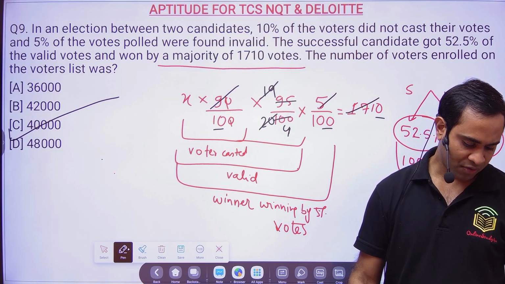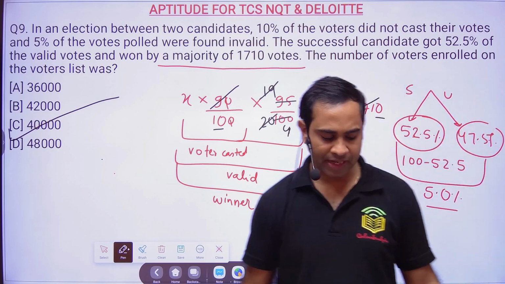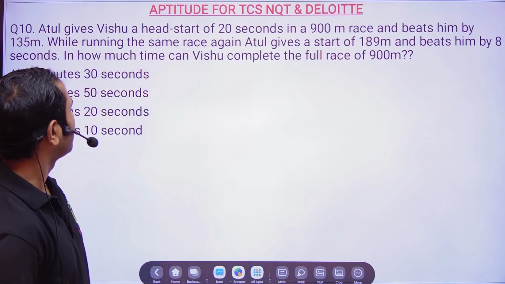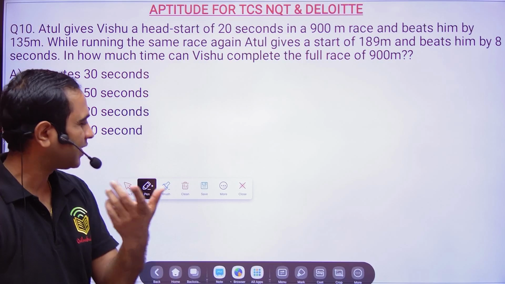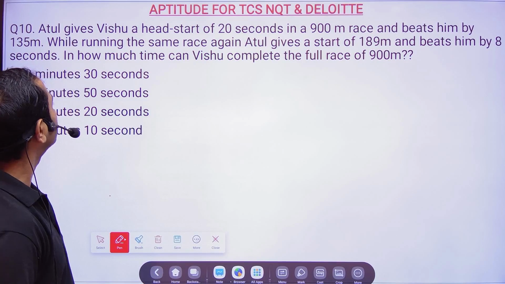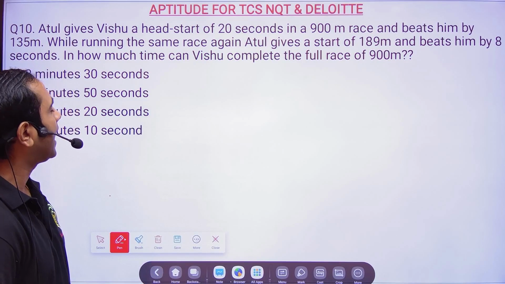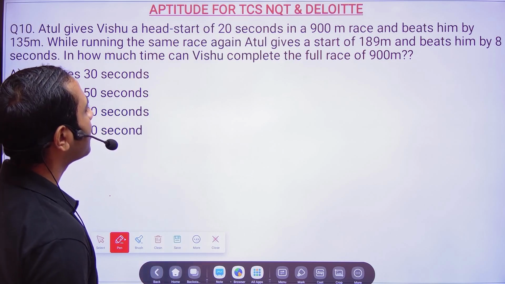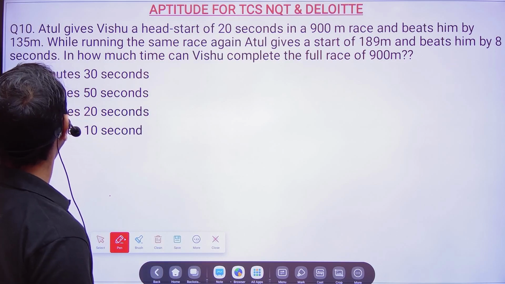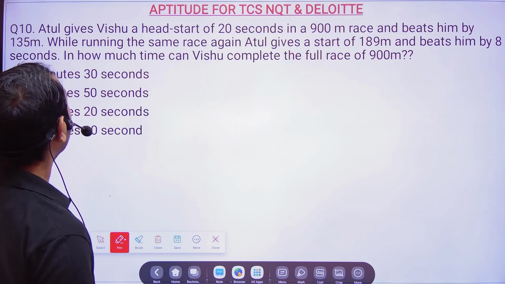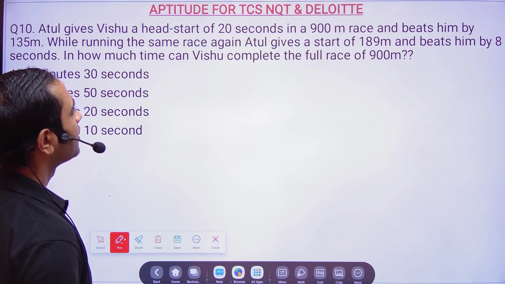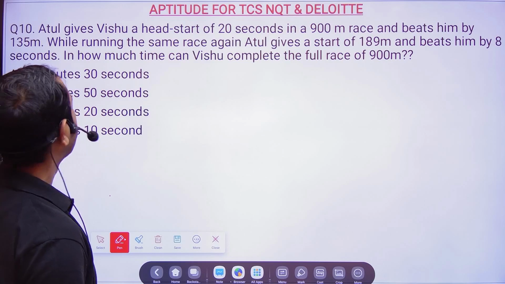Okay, now let us move towards the next problem. So the next problem is question number 10. Question number 10 is a question based on races. Okay, I mean time, speed and distance. So Atul gives Vishu a head start of 20 seconds in a 900 meter race and beats him by 135 meters. While running the same race again, Atul gives a start of 189 meters and beats him by 8 seconds.